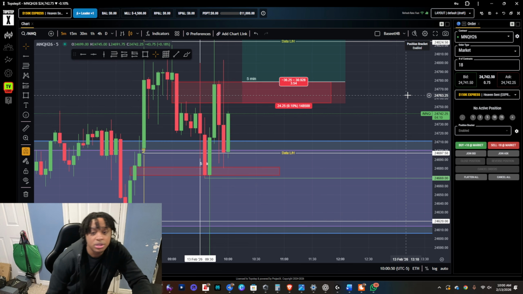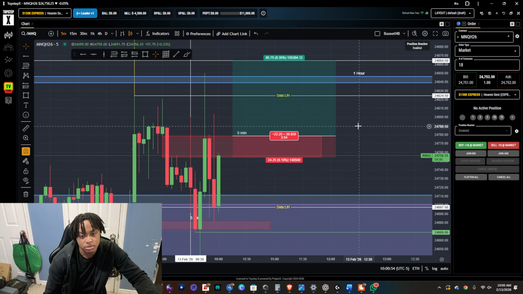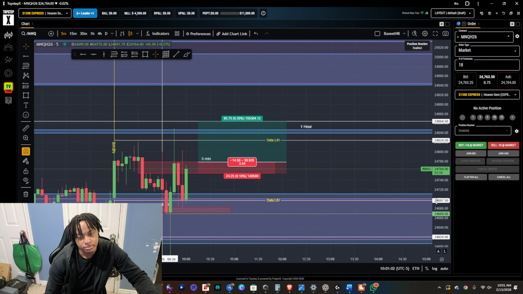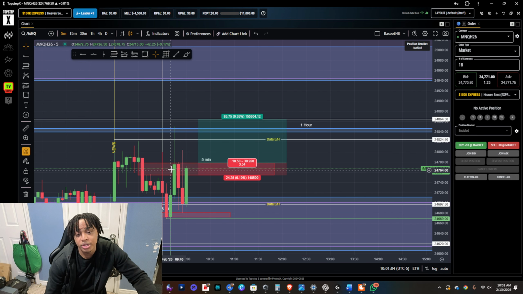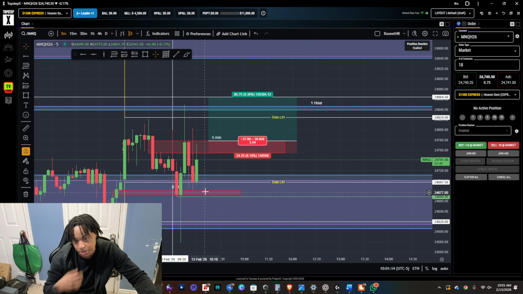We never broke structure to the downside. I don't know what the plan is. I truly don't know what the plan is. We are still back into this 4-hour liquidity pool. We've already broken structure to the upside, but as far as continuation wise, we are far from continuation. We need to disrespect this, and the same thing we're doing here, we need to do the same thing there.